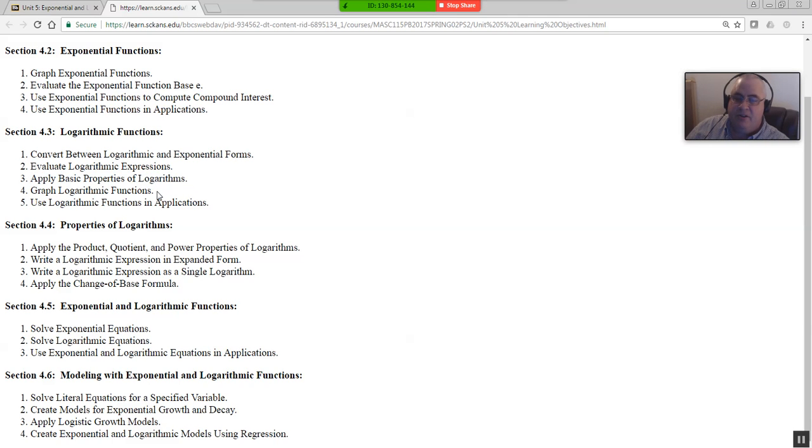Now to graph log functions, really not too much exciting here, but I do want to talk about it. Actually, I guess I should have read ahead. Product, quotient, power property is what I just showed you up here with the basic properties. I guess I wanted them down here. So I've already actually done all of section 4.4.